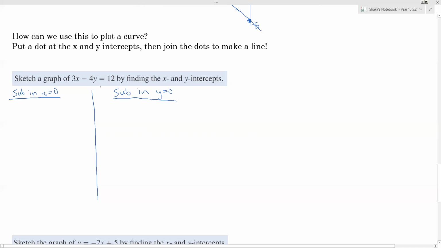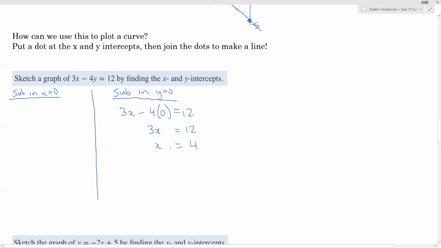I'm going to sub y equals 0. In any place I see y, I'm going to put in 0. 3x minus 4 times 0, make sure you use brackets, is equal to 12. 4 times 0 is just 0. So 3x minus 0 is just 3x. So 3x equals 12. For x, I'm going to divide both sides by 3 because it's multiplying here. 12 divided by 3 is 4.